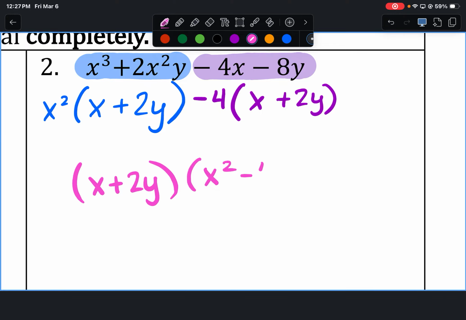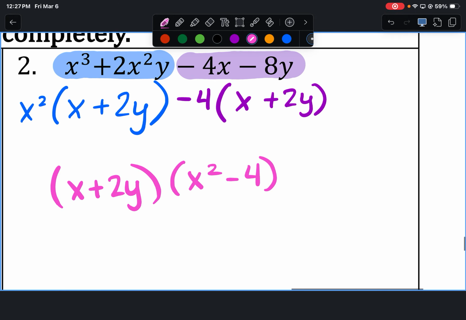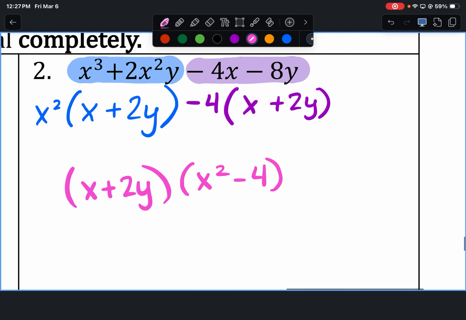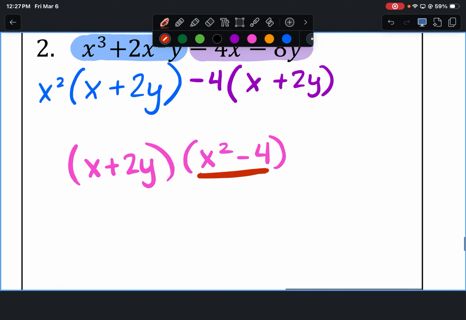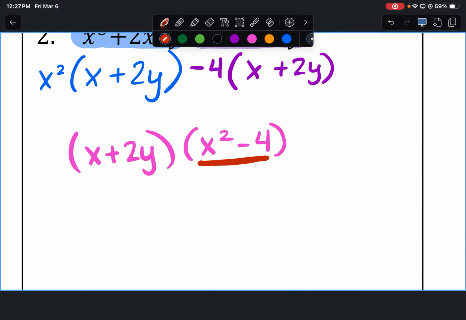X squared minus 4. Now, yes ma'am. Do you always have to put the same ones first? The order of the 2 does not matter, but you do have to make sure they're paired correctly. All right, now. What is this? Difference of squares. That has to get factored too. Difference of squares like to hide. They don't like to be obvious.